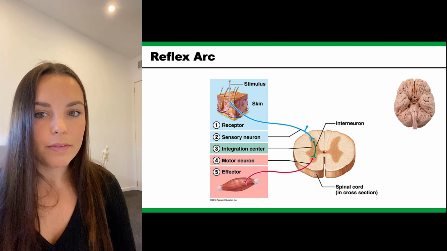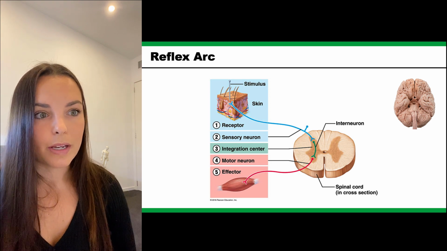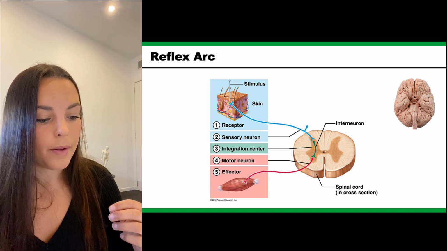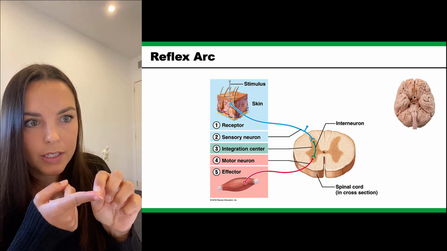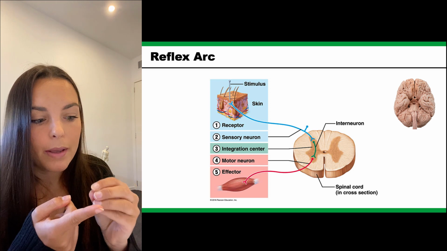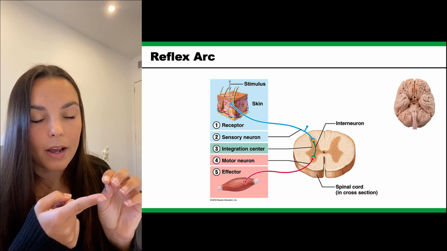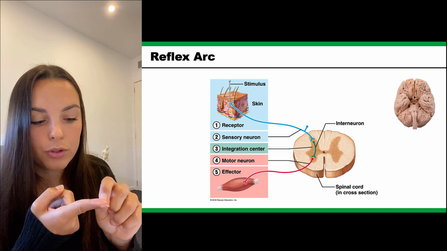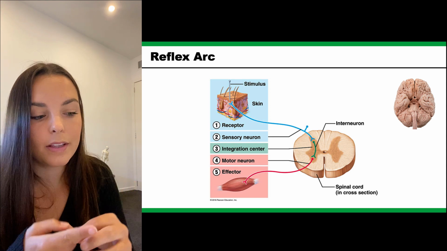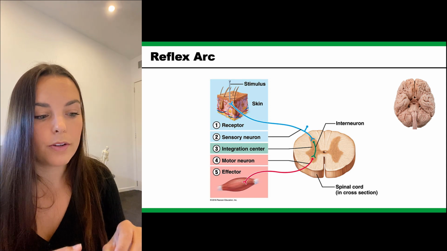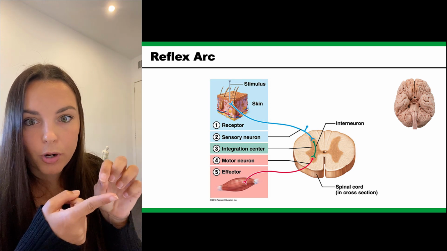So when we have a reflex, and this is called a reflex arc, the first thing that we see is a receptor or a stimulus. Here we're seeing a pin being pricked into the skin. So that's going to be picked up by the sensory nerves in the skin, specifically when it comes to touch and feeling this pin going into the skin. That's our mechanoreceptors. So those are the sensory nerves that pick up on that pressure.